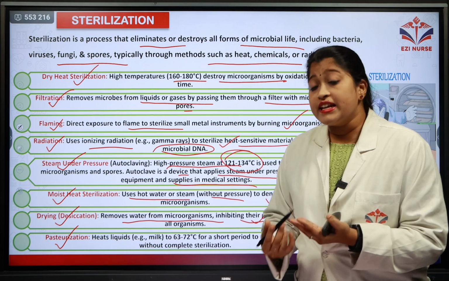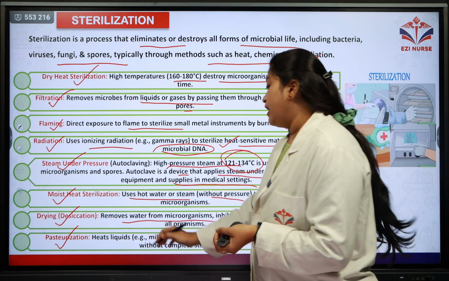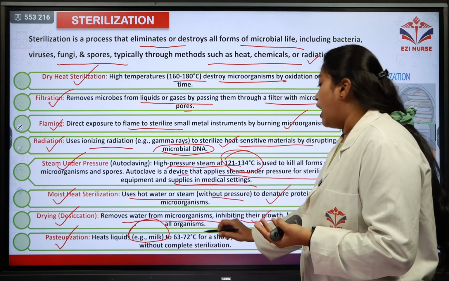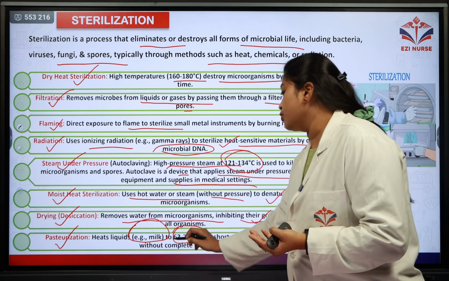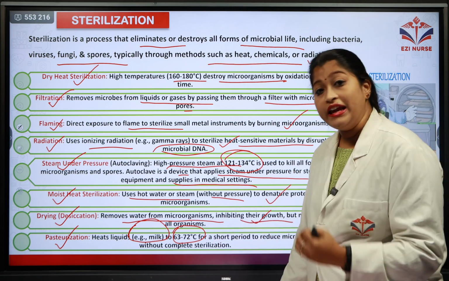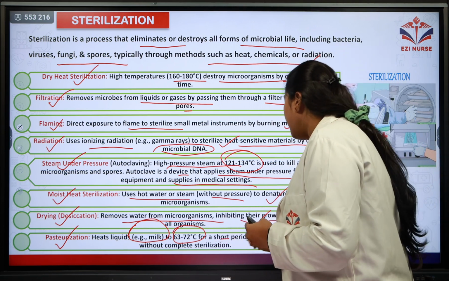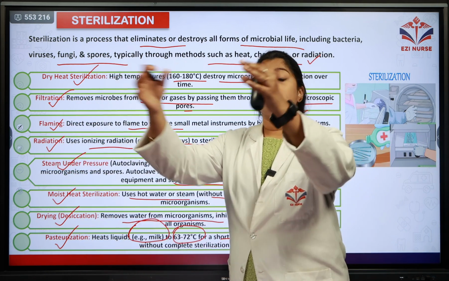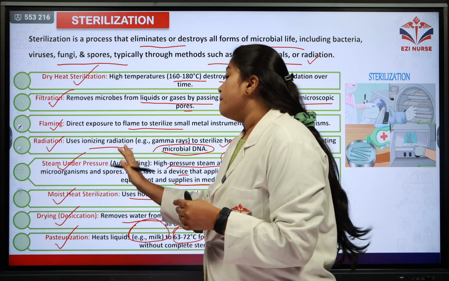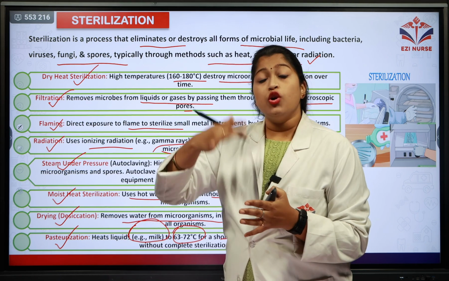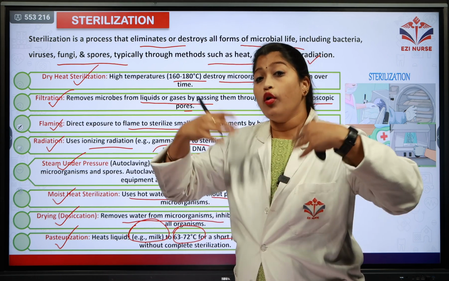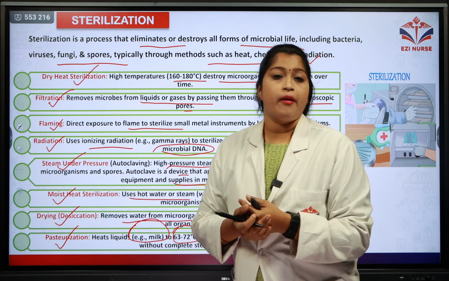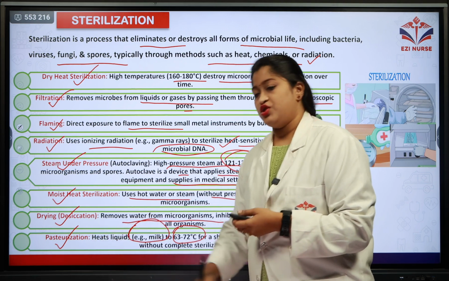Here they are heating the liquids, and for pasteurization, they give the example of milk. How? At around 63 to 72 degrees Celsius, they are heating these liquids for a short period to reduce the microbial load. In the sense, there are thousands of microorganisms. By pasteurization, they can reduce the number. The load of the microorganisms is decreased rather than killing the complete amount of microorganisms.